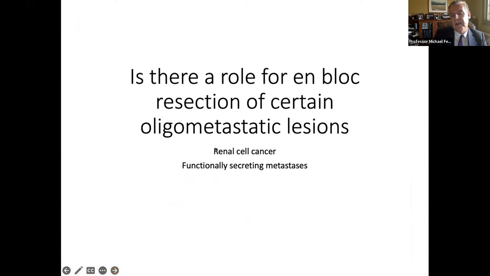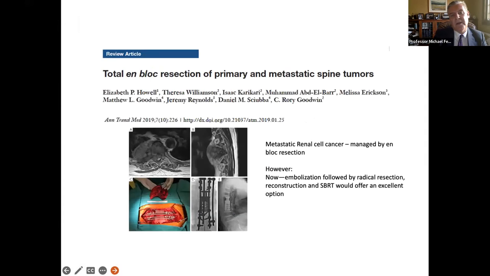And classically, these have been used for renal cell cancer and for functionally secreting metastases, such as the thyroid cancer in the patient I presented at the outset. So this is a paper here by Dan Scuba and colleagues from the United States reporting their experience with en bloc resections of primary metastatic spine tumors and metastatic renal cell cancer. This has been the classic treatment.